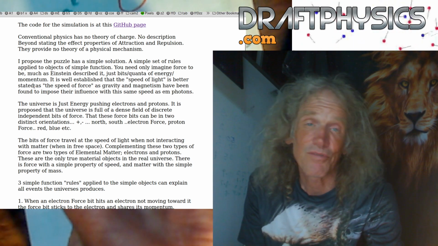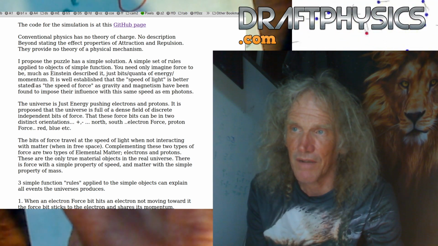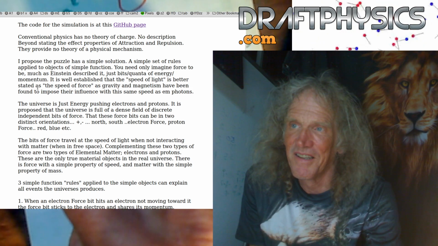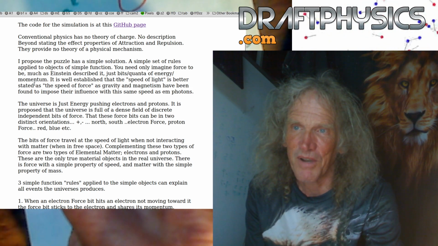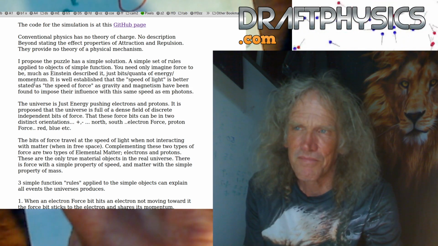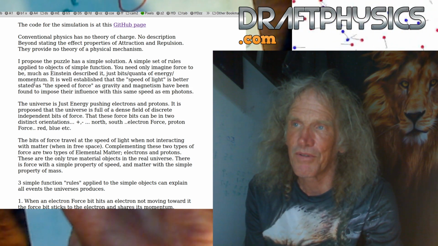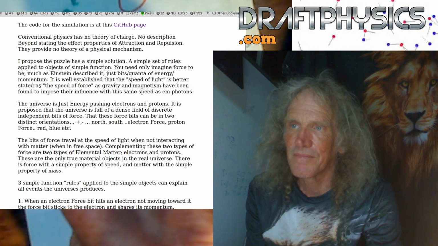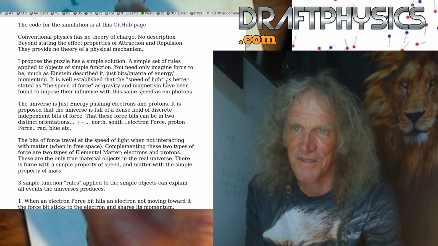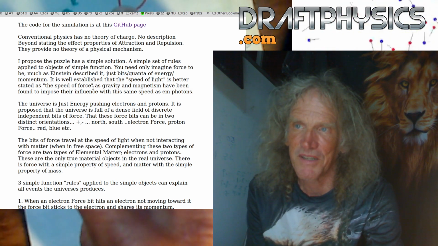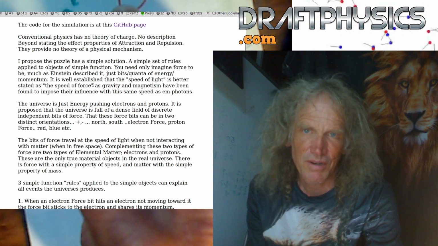It is well established that the speed of light is better stated. Now, I'm saying it's well established by reason and logic. Obviously, it's not well established by scientists, which is to me quite hilarious. But I'm just saying you can't evade the simple conclusion. It is well established that the speed of light is better stated as the speed of force. All the forces travel the speed of light.